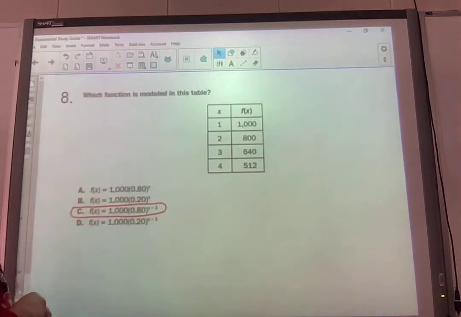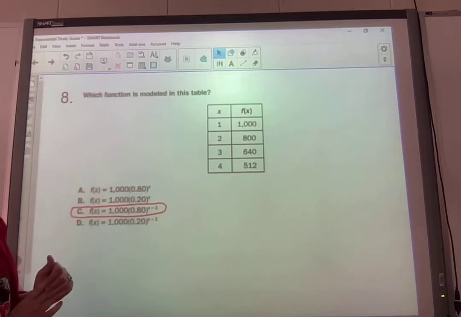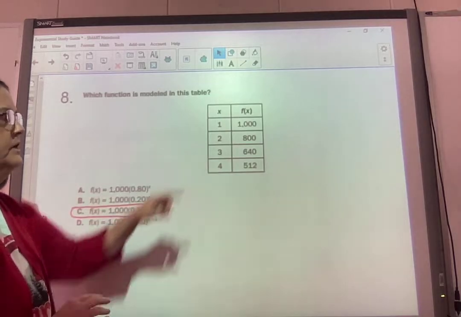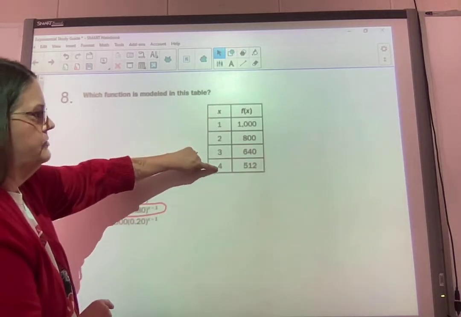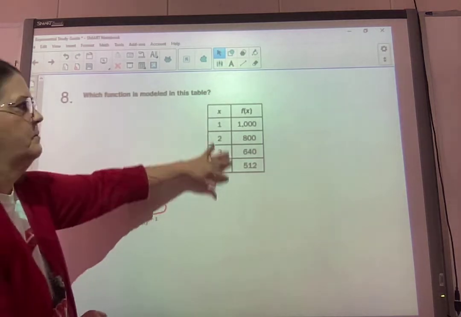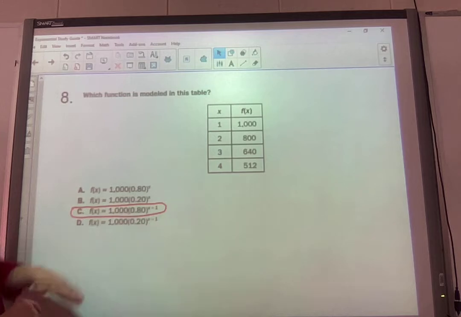Which function is being modeled in this table? You literally just need to put, and this is what you do if you're on any kind of standardized test, these numbers in for the x and see which one of these works for these points. And this one works. It's just that easy to see which one works.